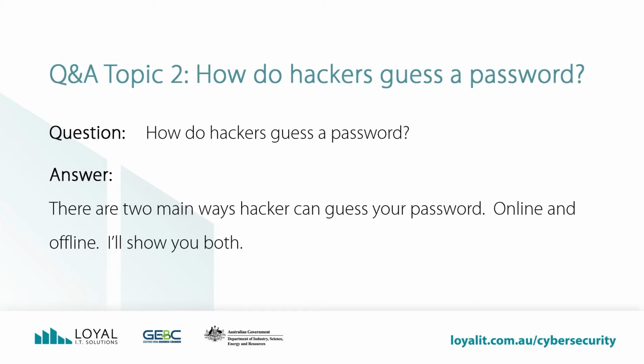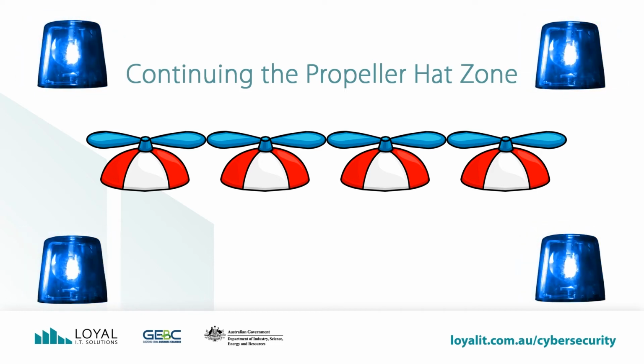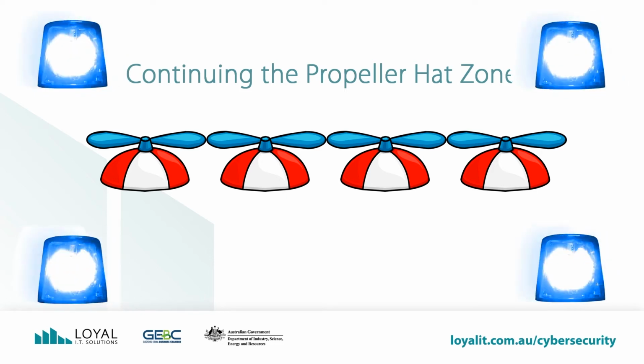So the question back in the last video was, how do hackers guess a password? And the answer was, it's split into two. There is an online attack and an offline attack. I'll show you both ways. The first video showed you how to do the offline attack. This video will show you how to do the online attack. With that being said, in the last video we started the propeller hat zone. This is a continuation of the 4 out of 5 propeller hats.